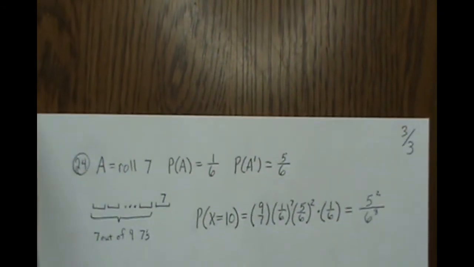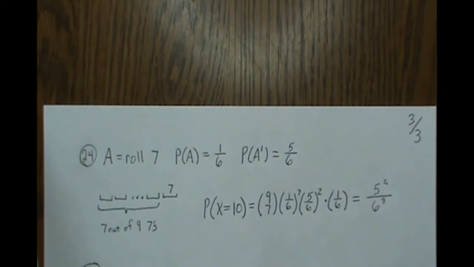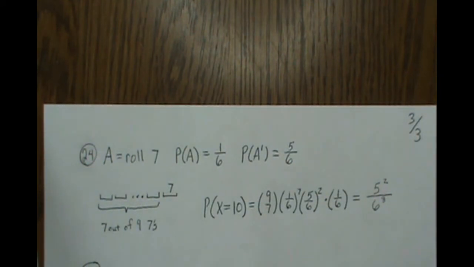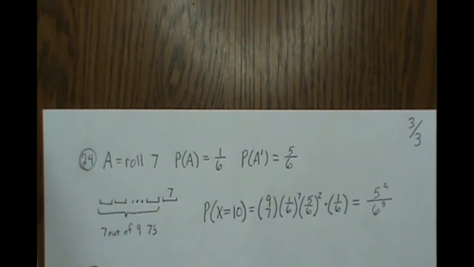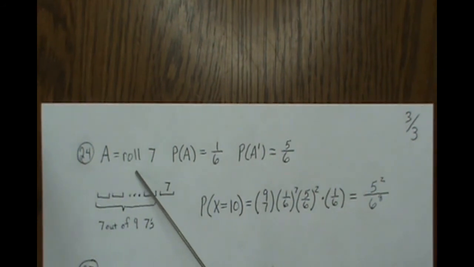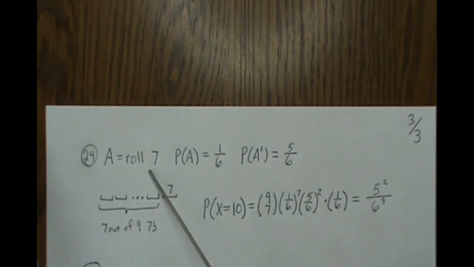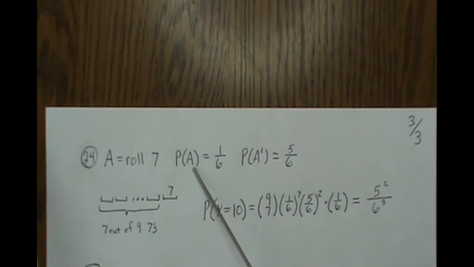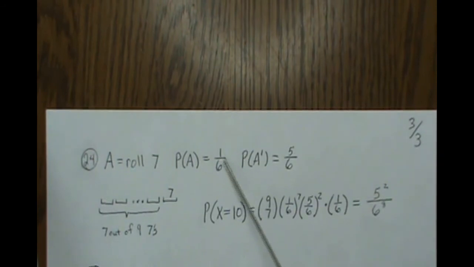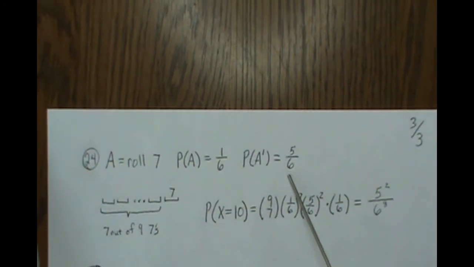So number 24, here we want to find the probability that it takes 10 rolls to observe 8 sevens. If we let A be the event, roll a 7, then the probability of A is 6 out of 36, which is 1/6. So the probability of not rolling a 7 is 5/6.